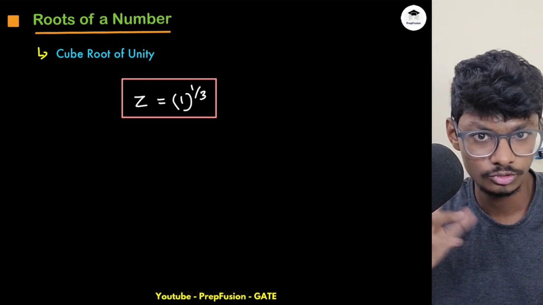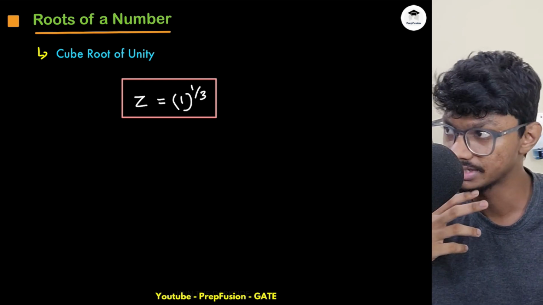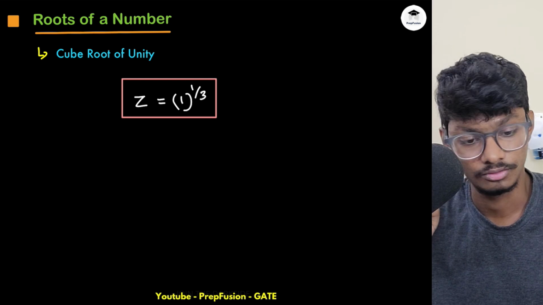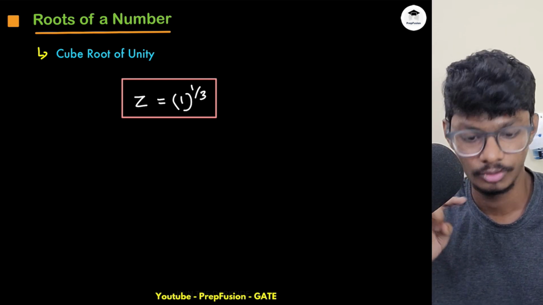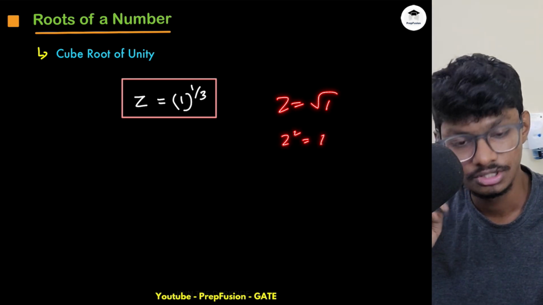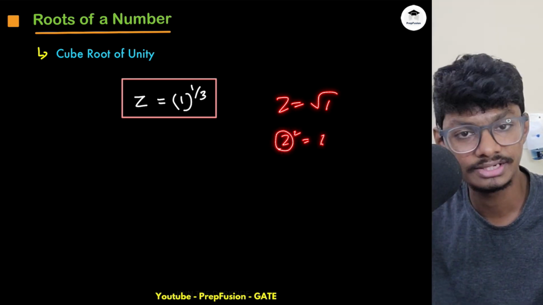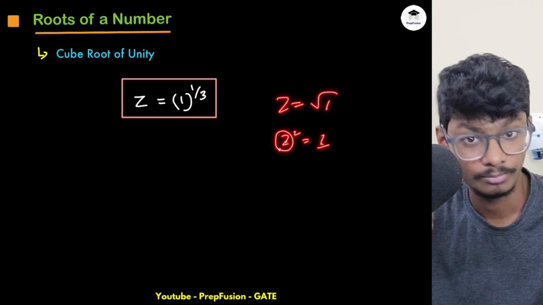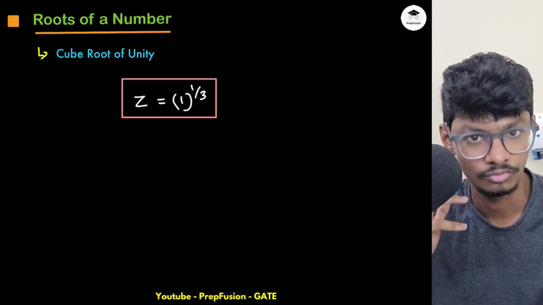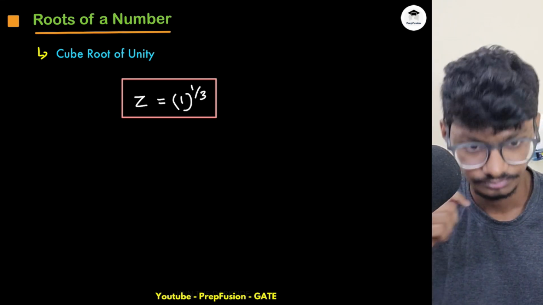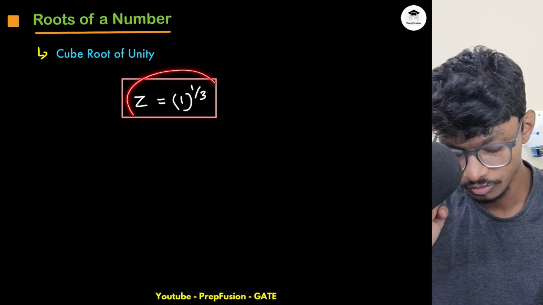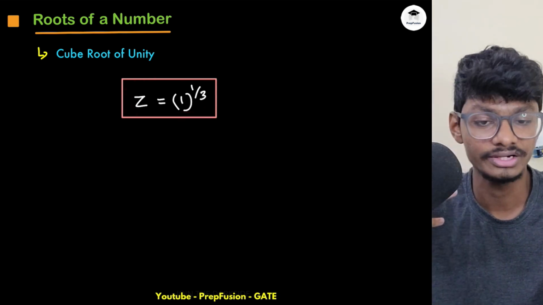Because when I do square root, I will get 2 solutions. Let's say I am doing square root of 1. I can get plus minus 1. Why? Because if z equals square root of 1, I can do z square equals 1. So what value of z can give me 1 if I square it? Plus 1 can give me 1, and minus 1 squared also gives me 1. So I am getting 2 roots. Now if I am finding cube root of unity, I should get 3 roots.